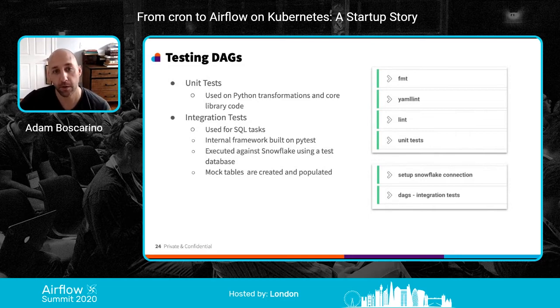We also implemented integration testing specifically for SQL. And this was more difficult to get working and is still a bit of a work in progress for us, but we think it's really valuable and important. And so we're using an internal framework right now, which is based on PyTest, and we'll create tables in Snowflake in a test database, load them with mock data, and then run some tests directly against Snowflake to see if the SQL is producing the output that we would expect. These will run anytime a DAG that has an integration test is updated. And again, they're executed via CircleCI.